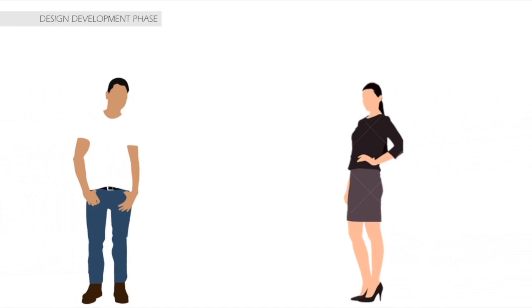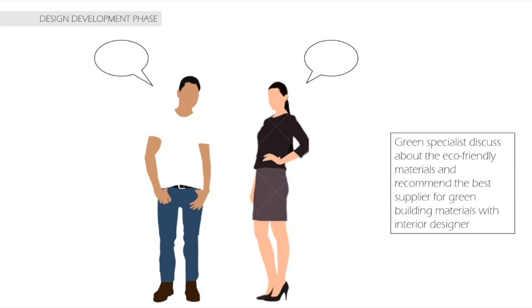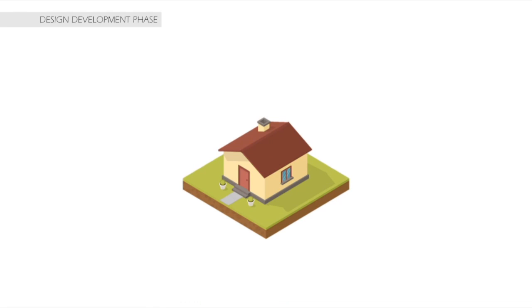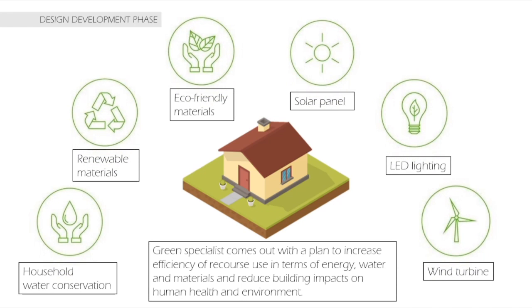The interior designer will also meet up with the green building specialist to discuss the eco-friendly or green materials to be used in order to achieve the green building scores. The green specialist will recommend the best supplier for green building materials to the interior designer. The green specialist then comes up with a plan to increase the efficiency of resources used in terms of energy, water, and materials, and reduce the building's impacts on human health and the environment.